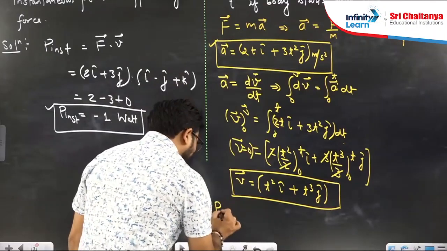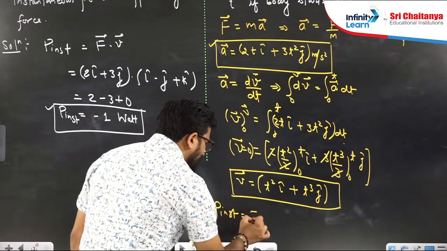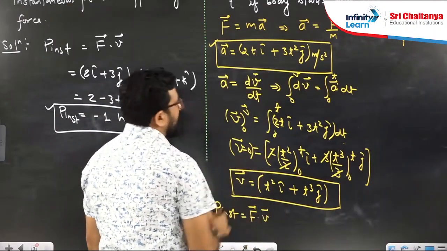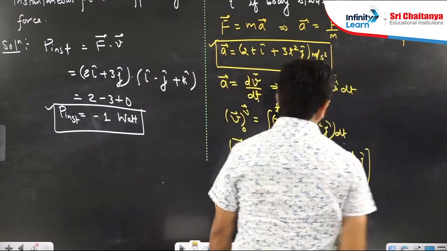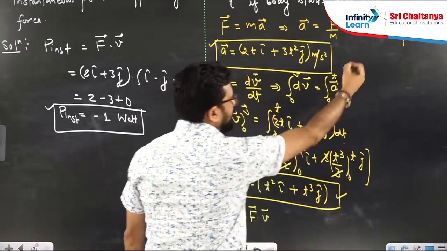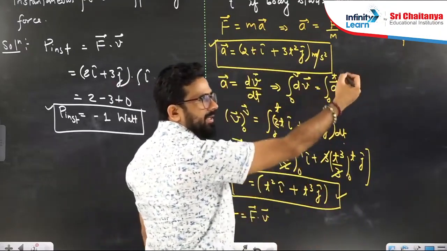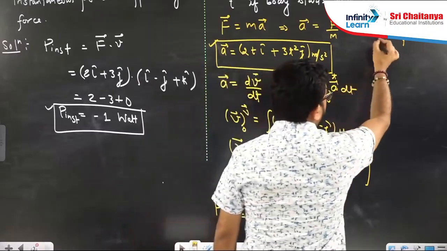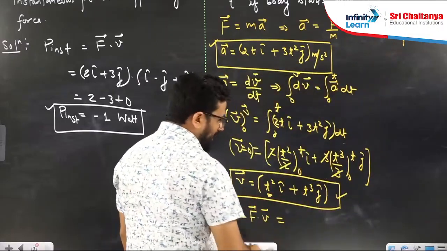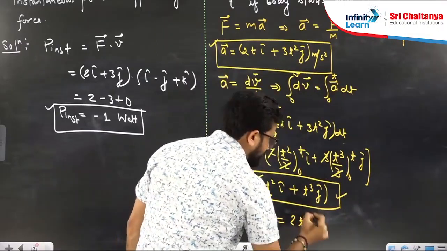What is the instantaneous power? Instantaneous power is equal to F dot V. F is already given to you, the same value. This is the force given to you, and this is the velocity. Just i dot i, j dot j, k dot k. We have to put, what is the i? i is 2t here, here t square. Multiply, that means 2t cube.